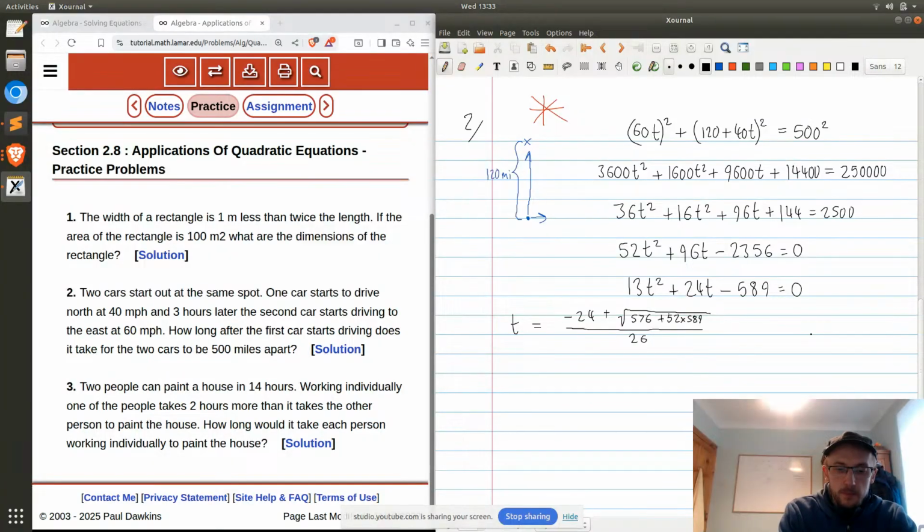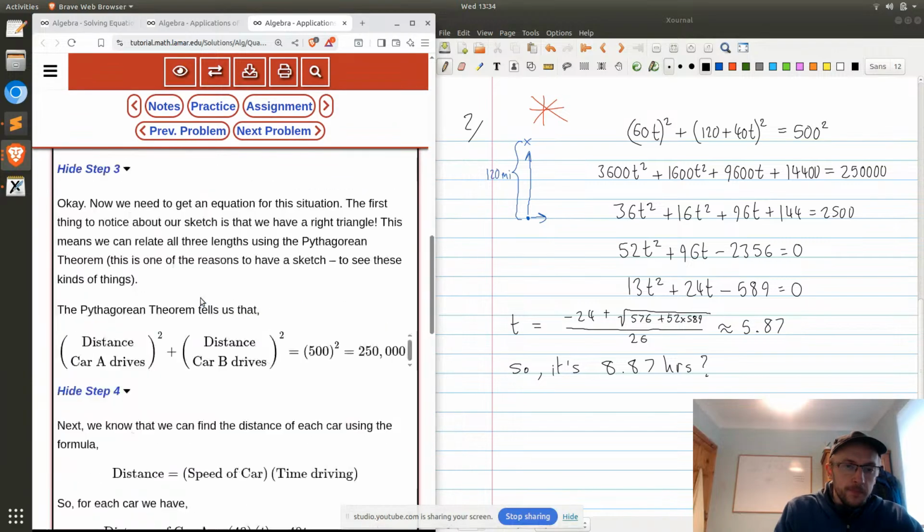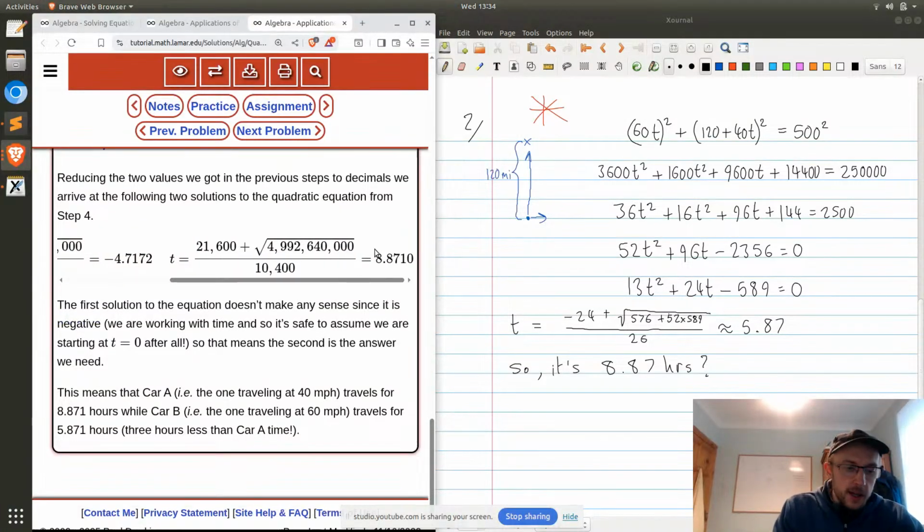Okay. Okay. 5.87. And you know what? I did remember to add 3. Time to verify or falsify. Either could happen. Oh, yay. Look at that. It's accurate.